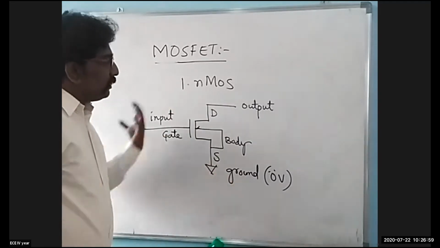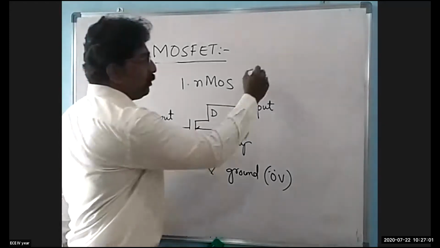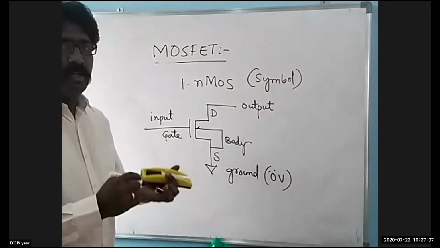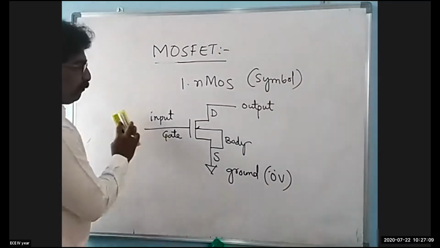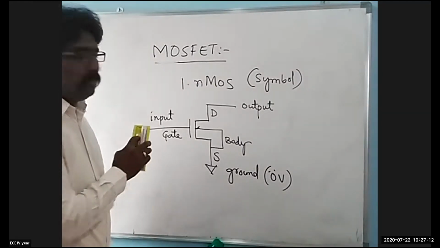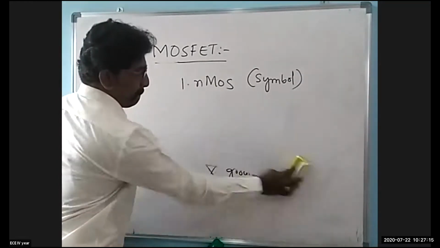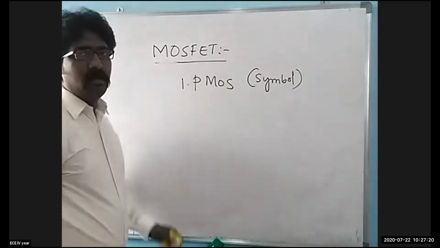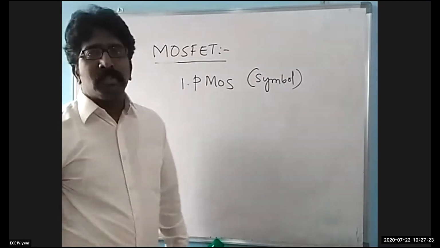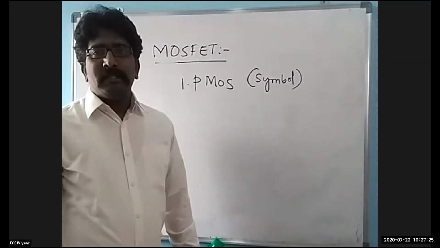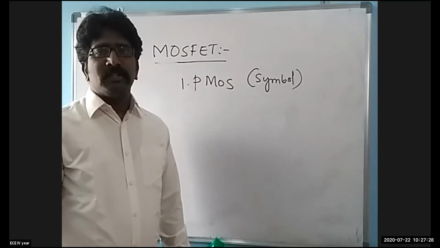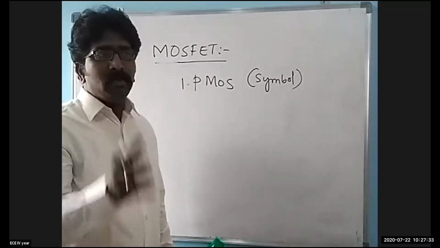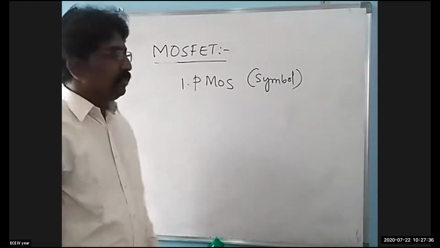So this is the nMOS symbol. Now let us see the pMOS symbol. I hope this particular part is clear to you. The next one is the pMOS symbol. The major difference between the pMOS and nMOS is that a bubble will be added at the gate terminal. If it's a pMOS, a bubble will be there. If it's an nMOS, a bubble will not be there. By looking at the structure, you should understand whether it's a pMOS or nMOS.